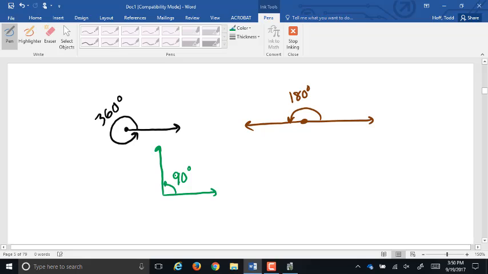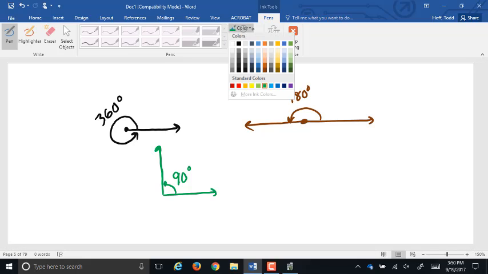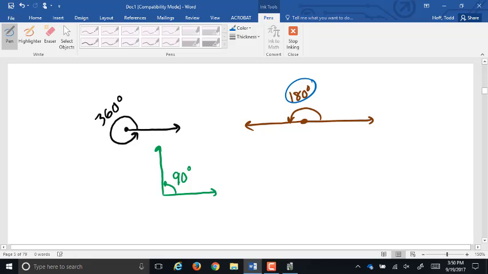90 degrees. Well, where did I get the 180 from? How did you come up with 180 degrees there? Yeah, it was just 360 divided by 2. It was half of a full turn, so it's half of the 360 degrees. How about the 90? How'd you get that?